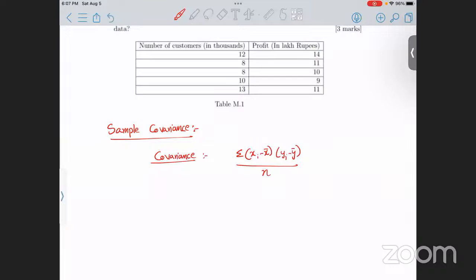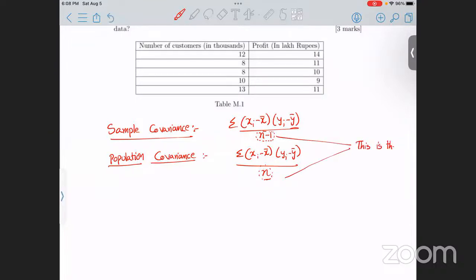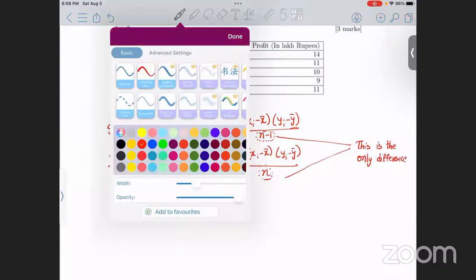Remember this. If someone says population, it is n. And if someone says sample, it is sigma xi minus x bar into yi minus y bar divided by n minus 1. Remember this carefully. The only difference between sample and population is n and n minus 1. So let's move on to the question.